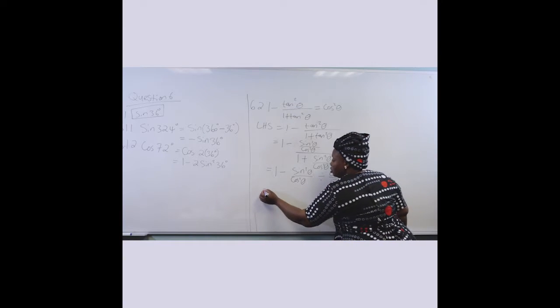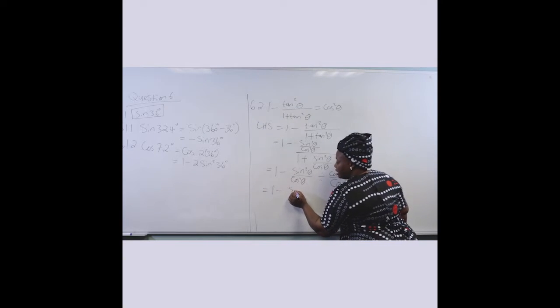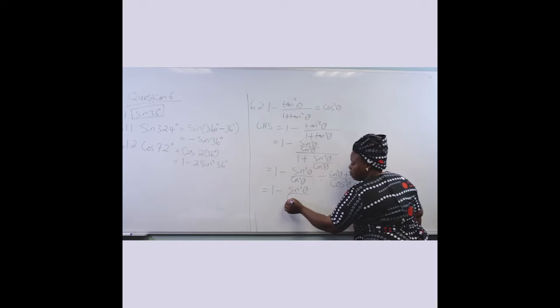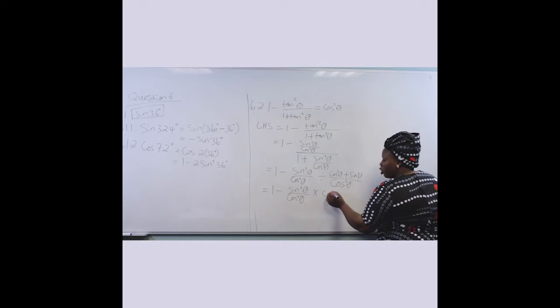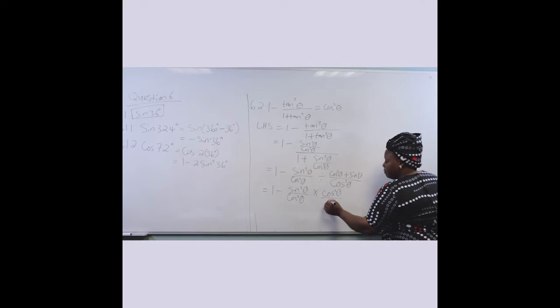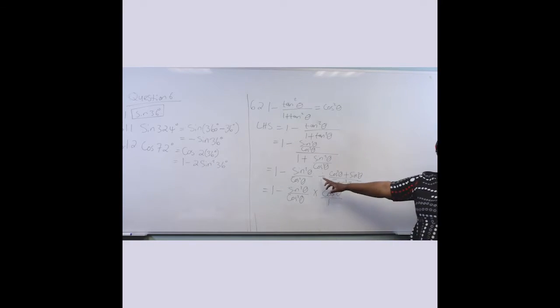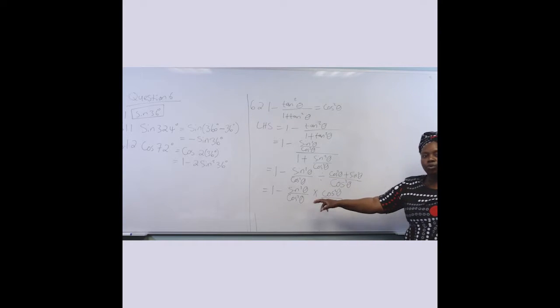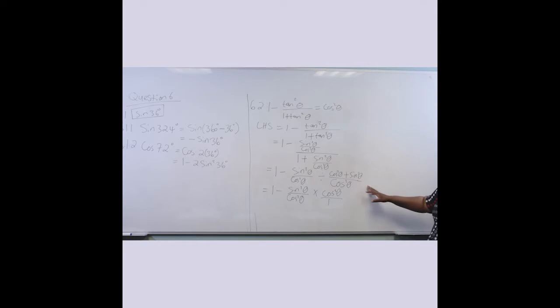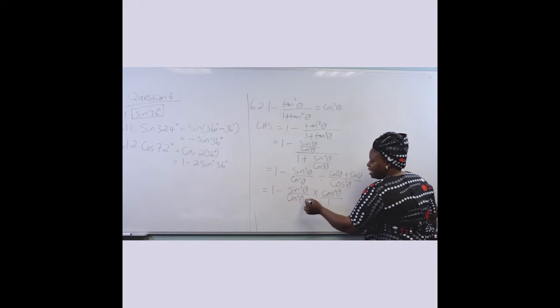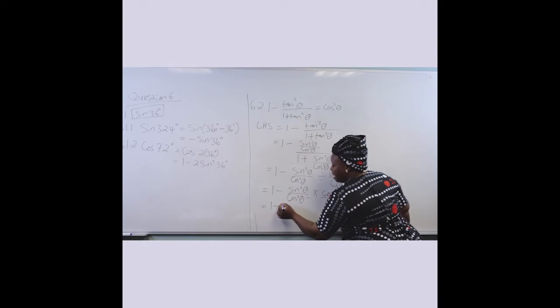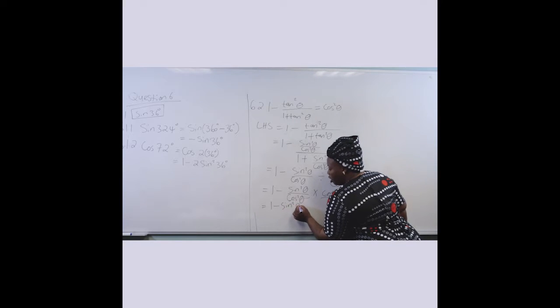So we are going to do this. So this is 1 minus sine squared theta divided by cos squared theta, multiplied by cos squared theta divided by 1. Because when we change the division, we flip and then we multiply the right-hand side of the expression. So this is what we have. These two are the same, so they can cancel. We'll remain with 1 minus sine squared of theta.